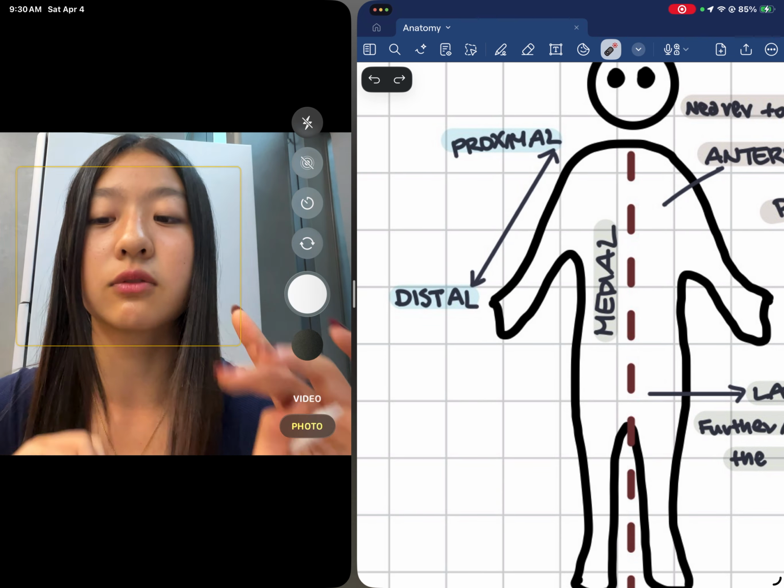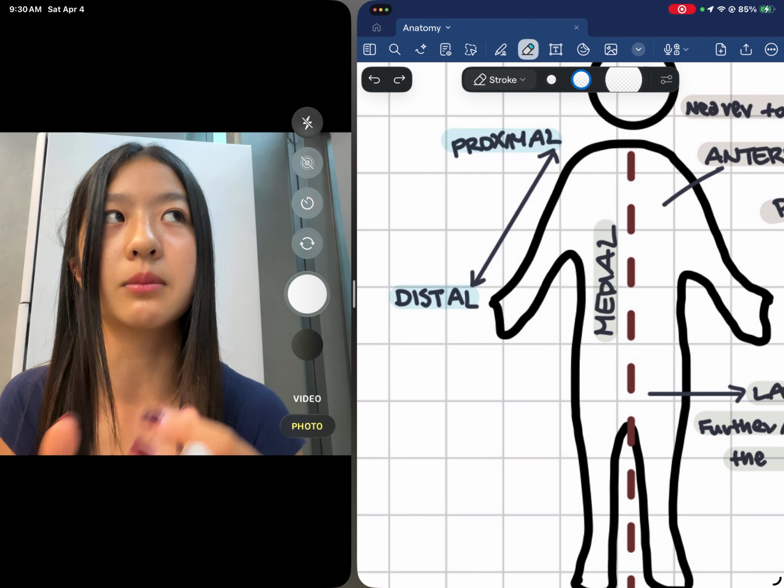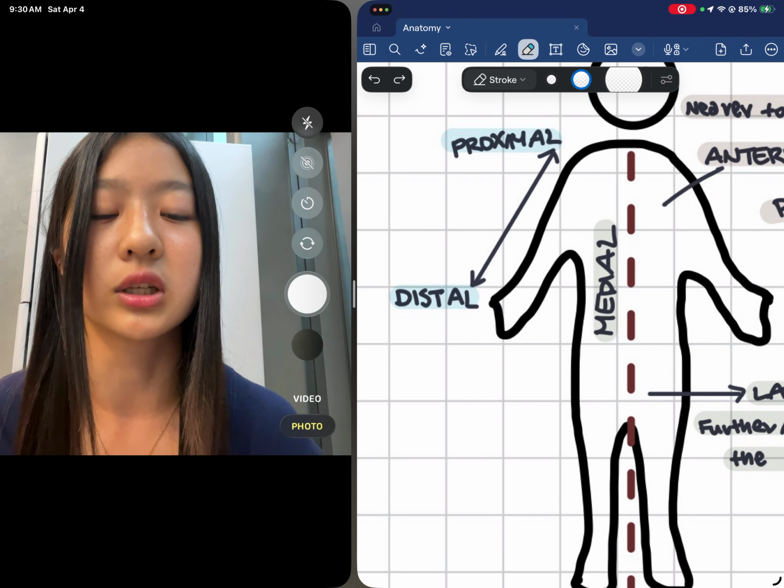So one key thing to remember is that when we're describing the relationship between two structures, you always have to name the two, otherwise there is no relationship.